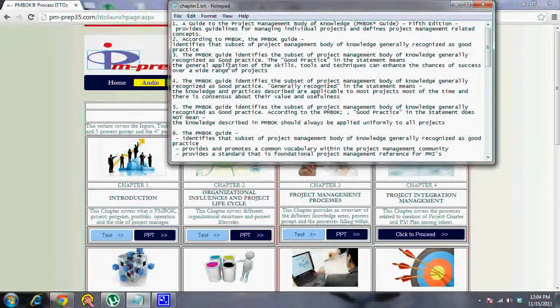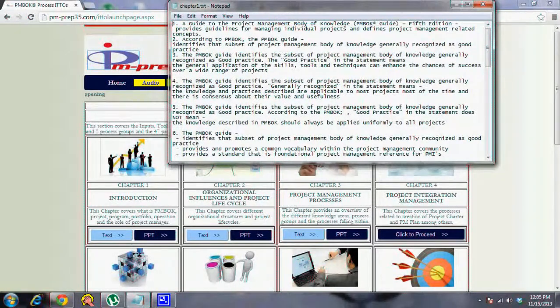According to the PMBOK, the good practice statement does not mean the knowledge described in PMBOK should always be applied uniformly to all projects. Again, you have a set of knowledge areas, you have processes, and these are grouped into different process groups. So you don't need to use all these processes. It doesn't mean that I apply all these processes and I can expect success.